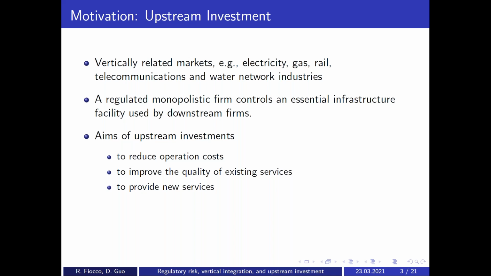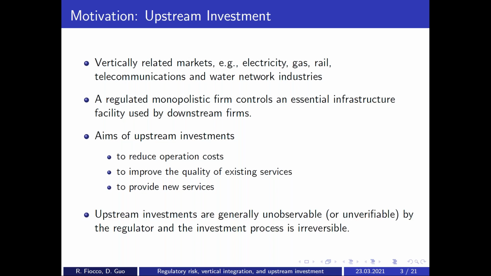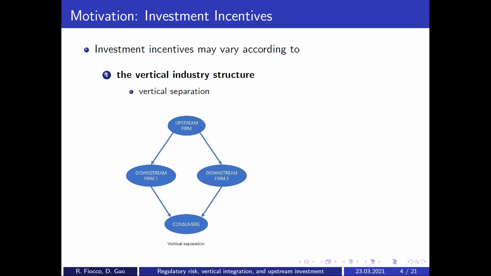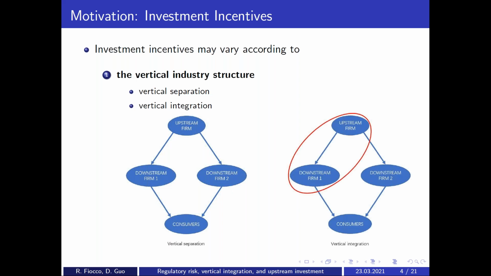So the upstream investment typically enhances the downstream firm's profits and consumer surplus. Meanwhile, upstream investments are generally unobservable by the regulator, and the investment process is irreversible. So the regulator would like to incentivize the upstream regulated firm to provide high effort on investments. The upstream firm's investment incentives are affected by two elements. The first element is the vertical industry structure. What does it mean? It means under vertical separation, the upstream firm only provides the essential facility, while under vertical integration, the upstream firm will also compete directly in the downstream market.